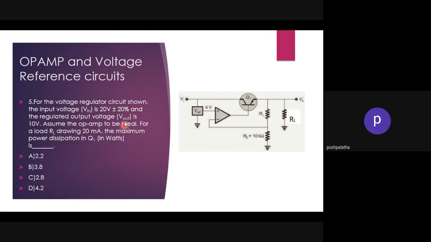Now what they are asking: the regulator input voltage is 20 volts plus or minus 20 percent. So I'll take plus 20 percent, and we will get around 24. Input voltage is 24 volts. Now we'll go to the calculation.